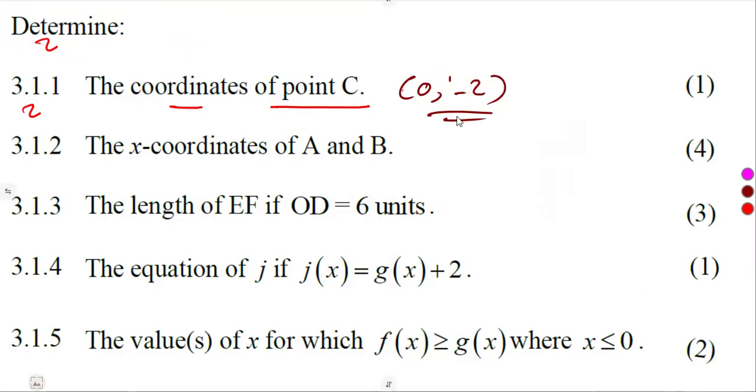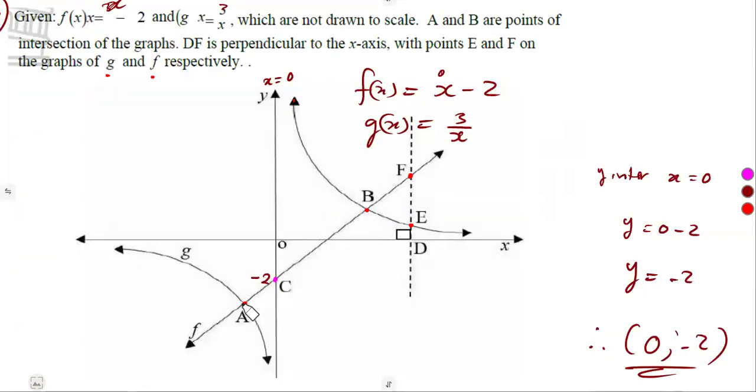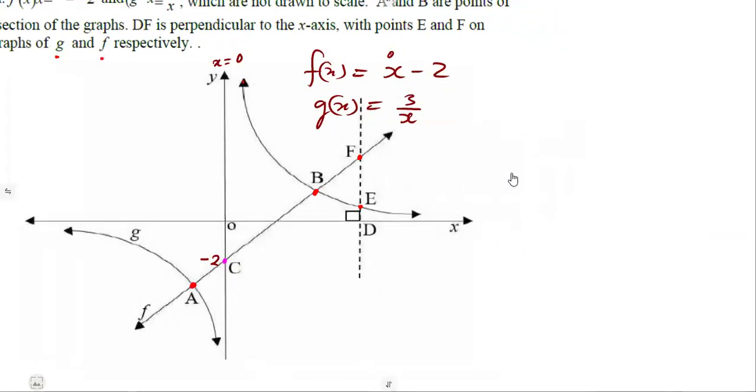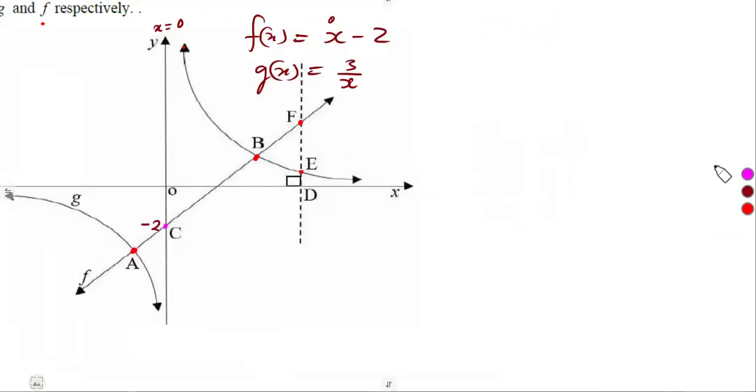So that's (0, -2) and (3, 12) are the coordinates of A and B. Where do we have A and B? Remember, A and B are those points of intersection. At the point of intersection, we do understand that the two graphs will be equal. That is the idea there.